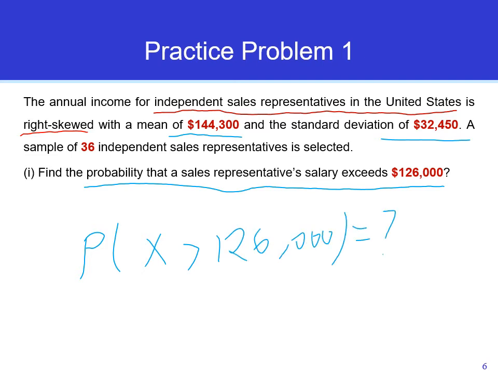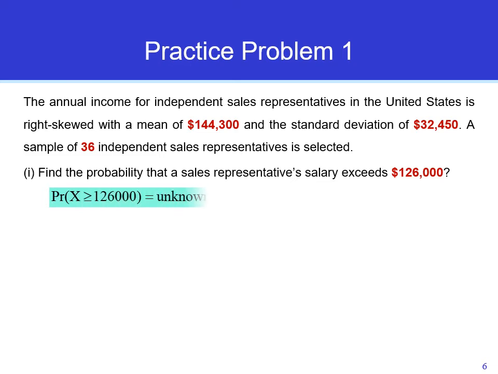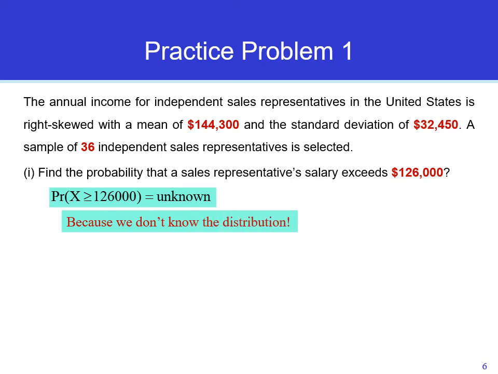But we don't really know the distribution of X. X is just a sales representative's salary, it's a random variable. If you pick someone from the population, what would be the chance that his or her salary would exceed $126,000? Well, actually, the answer is we don't know. It's unknown because we don't know the distribution of X, which is the independent sales representative salary. So since we don't know the distribution, we can't really find the probability. And that's the solution to this question.